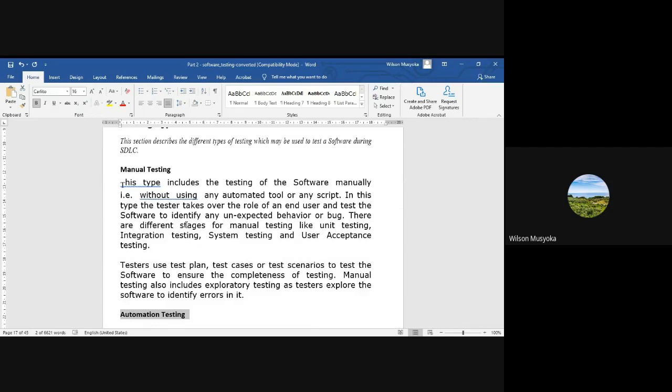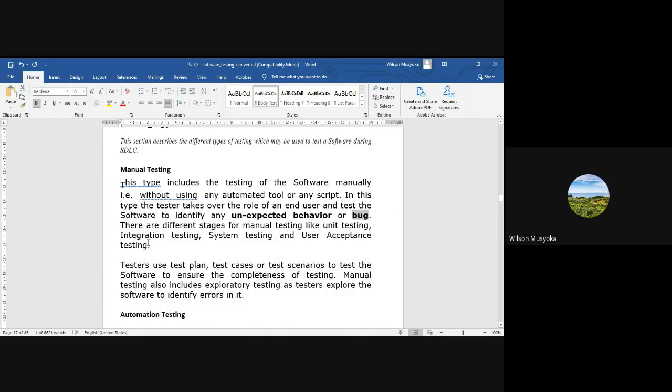But in manual testing, the whole process is done manually, whereby the tester will take over the role of an end user and test it according to the standards that have been given, the ones we have looked at previously. And what they are trying to do is to check if there is any unexpected behavior or if there is any bug or error.